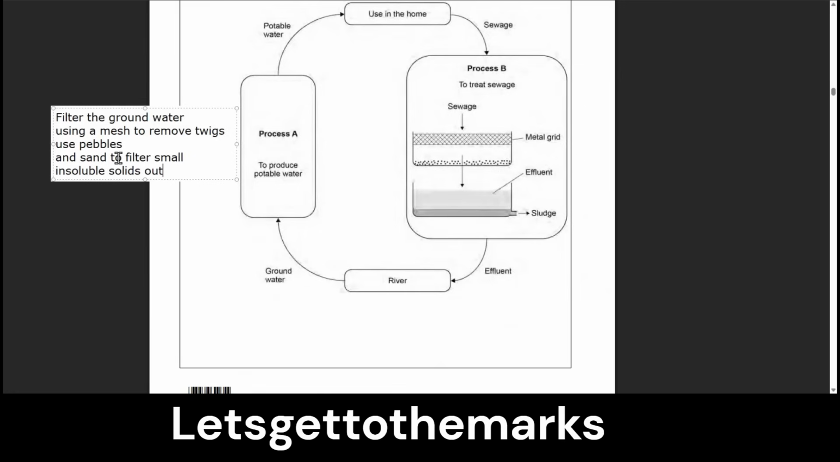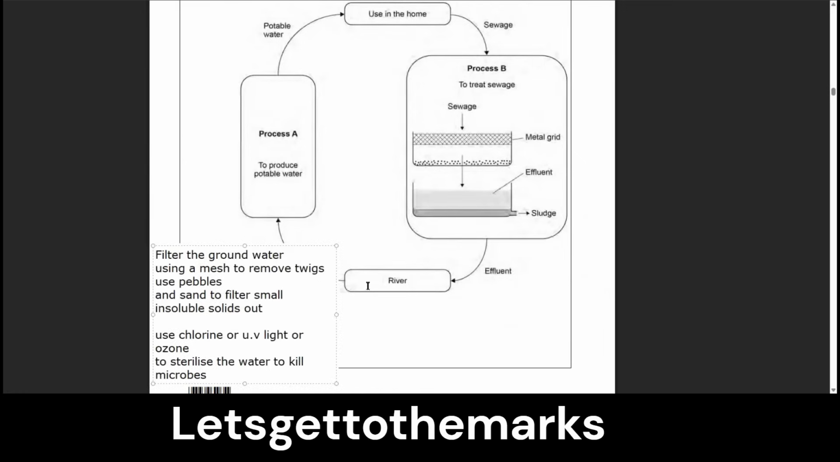Then what do we want to do? We want to use chlorine or UV light or ozone to sterilize the water to kill microbes. I'm sure I've missed a step out, but remember, with all these things, you don't need everything to get all the marks. So I might move that down onto my answer in a bit.